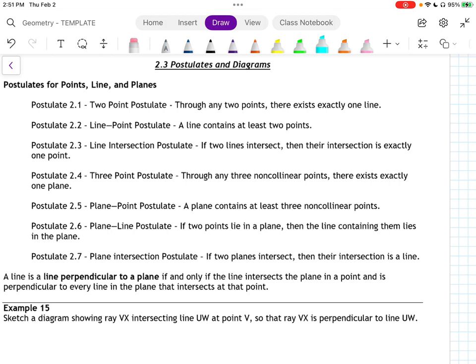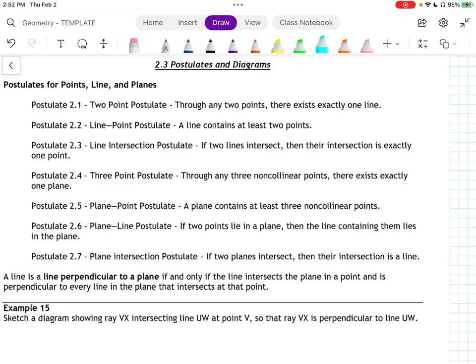Line intersection postulate. If two lines intersect, then their intersection is exactly 1 point, right? You can think about that. You have two lines that cross, they cross at a dot, right? A point. They don't cross twice, they don't cross 3 times, they cross once.